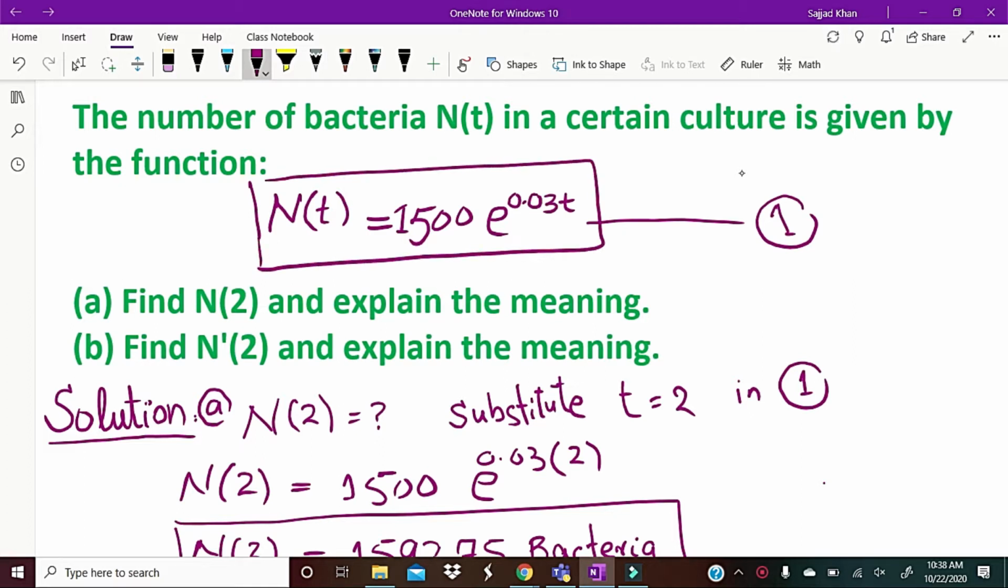In here, the function given is that the number of bacteria, which is represented by N of t, in a certain culture is given by the function N of t equals 1500 e to the power 0.03t, where t is the time in minutes, and N of t represents the number of bacteria. This equation can be different for different problems of bacteria growth.